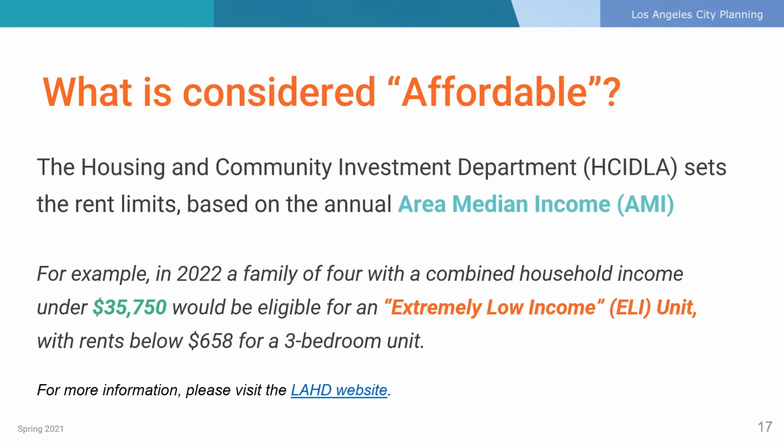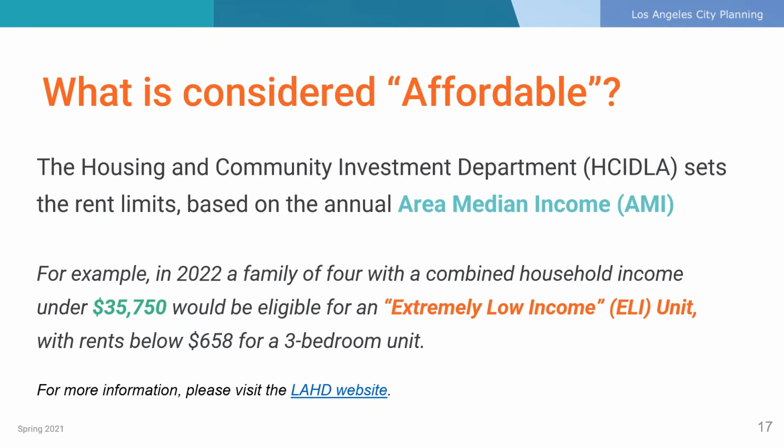For example, this would mean that based on the 2022 AMI, a family of 4 with an income under $35,750 a year would be considered an extremely low-income household and would qualify for a unit with rents capped at $658 a month for a 3-bedroom unit. For more information, please visit the LAHD website to view the rent schedules where the various income ranges and rent limits are published.